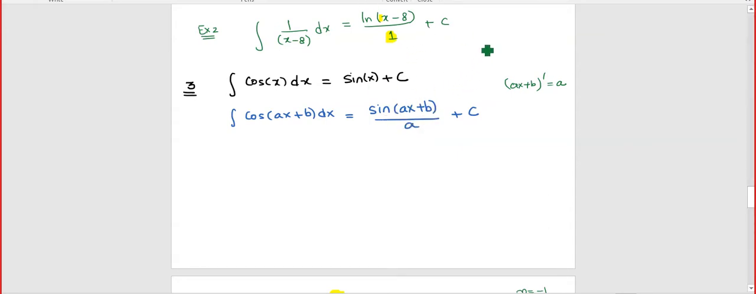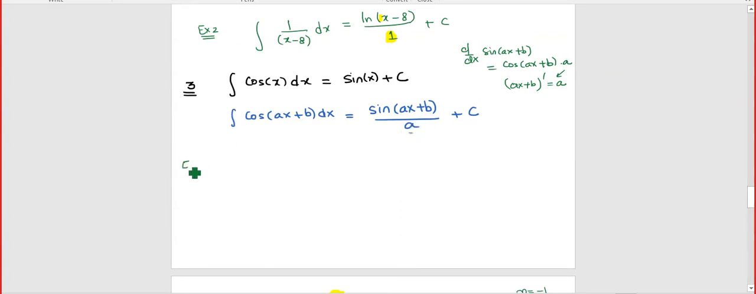Okay, so what I am saying is, if you differentiate sine ax plus b, what will it give you by using chain rule? Cosine of ax plus b times a, because of the derivative of ax plus b with respect to x. So when you take the integration for cosine ax plus b, this a comes into the denominator.